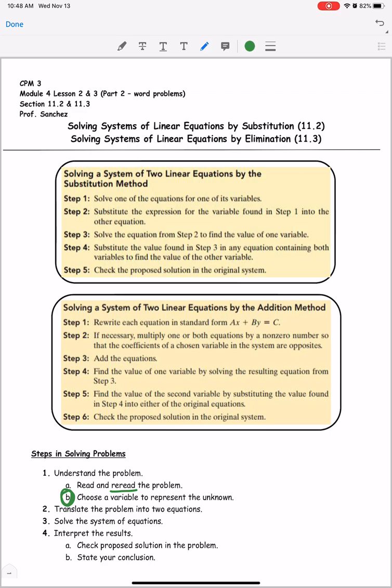You need to translate the problem into two equations, then solve the system of equations, and it doesn't matter which method. You can either use substitution or addition, and I'll try to do a combination of both of them in this video. Then interpret the results: state your conclusion and check your answer. If you choose a variable to represent the unknown, it makes this portion a lot easier.